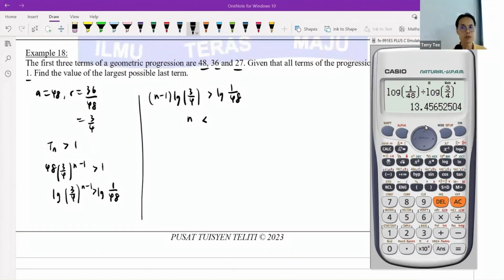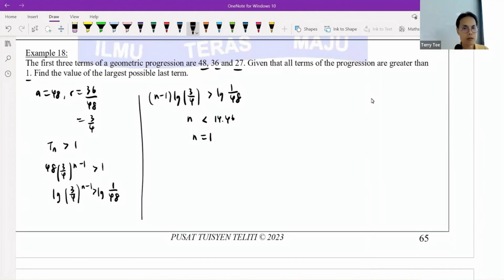Whatever you get here, you must plus 1, right? Remember to change the sign. So if you plus 1, it is 14.46. Your n should be 14. Be careful. Some people go and write 15. It's not 15. You've got to change the symbol.